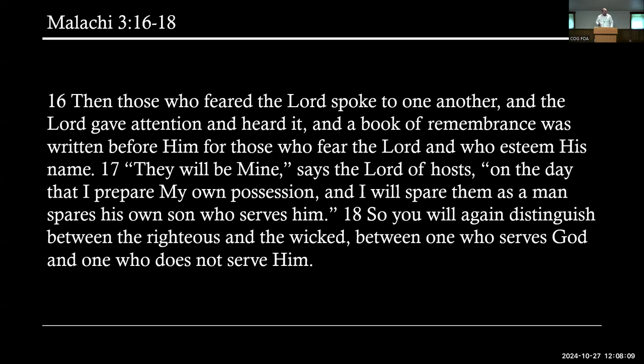And we'll conclude today with Malachi chapter 3, verses 16 through 18. "Then those who feared the Lord spoke to one another, and the Lord gave attention and heard it. And a book of remembrance was written before him for those who fear the Lord and who esteem his name. They will be mine, says the Lord of hosts, on the day that I prepare my own possessions. And I will spare them as a man spares his own son who serves him. So you will again distinguish between the righteous and the wicked, between one who serves God and one who does not serve him."